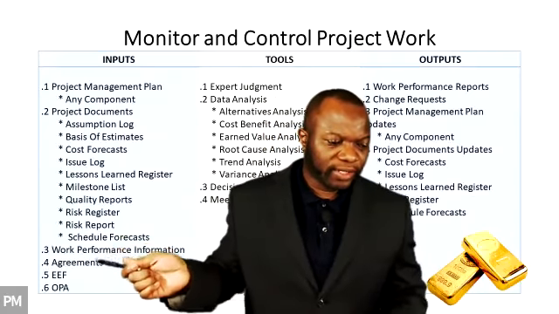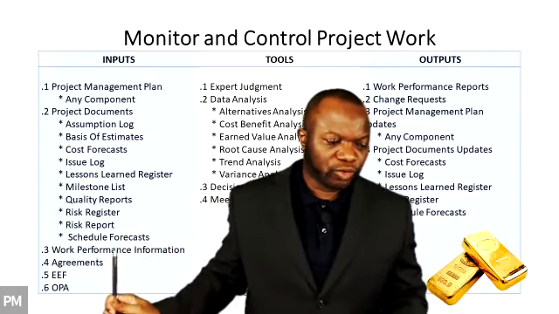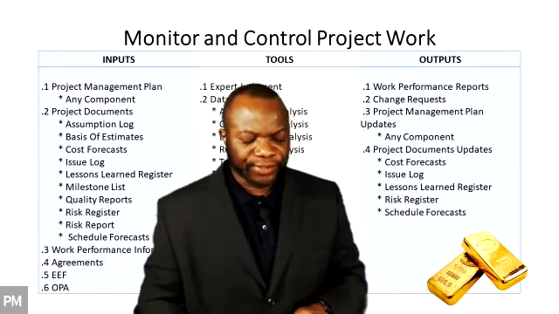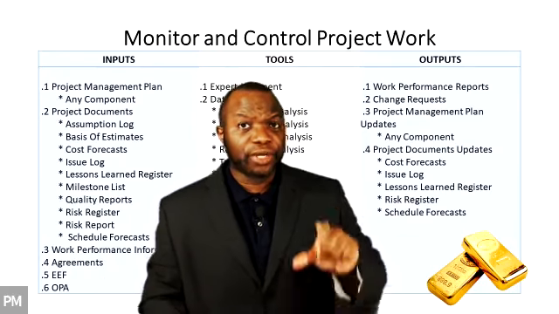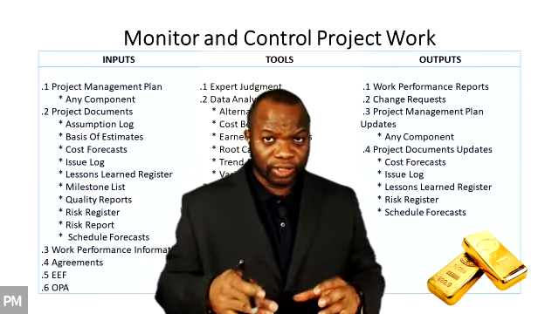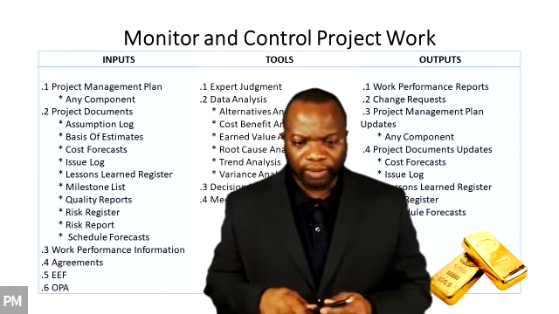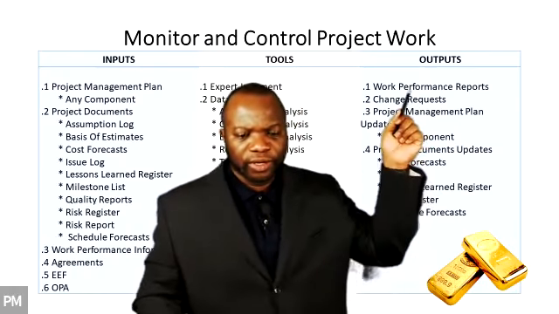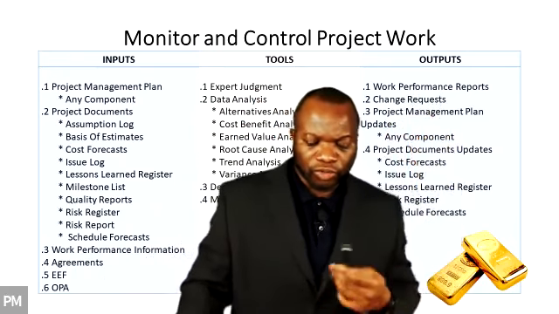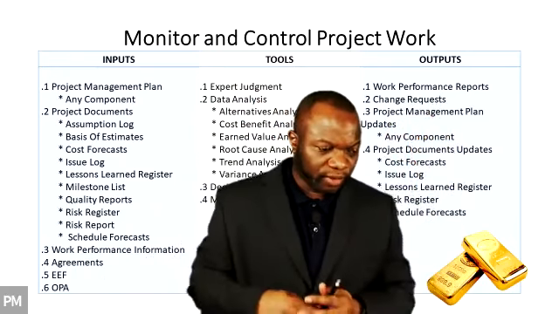The next one here is WPI. Now remember I told you WPI comes from all of the processes outside of integration within monitoring and controlling. It's this information that will eventually become what you see over there, the work performance reports. You see, your work performance reports consist of WPI.